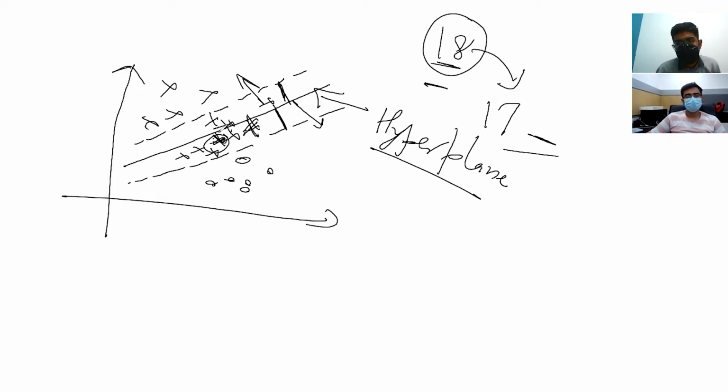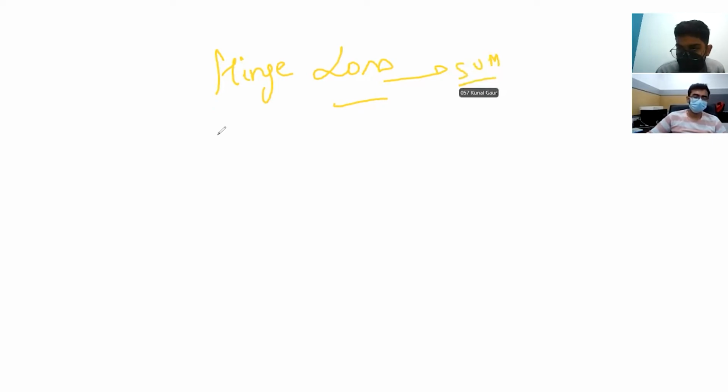Okay, fine. So you know about wait a second. You know about this loss. It is very popular in SVM, that is the hinge loss. Do you know about it?